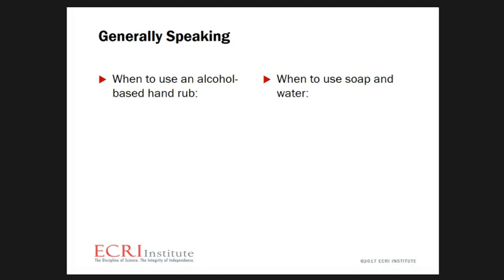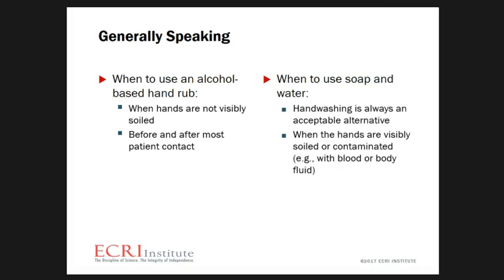Generally speaking, when to use alcohol-based hand rub and when to use soap and water. Alcohol-based hand rub is good to be used when hands are not visibly soiled, or before and after most patient contact. Soap and water, well, hand washing is always an acceptable alternative. When the hands are visibly soiled or contaminated with body fluids or blood, it's time to use soap and water.